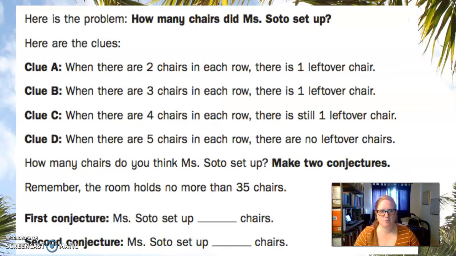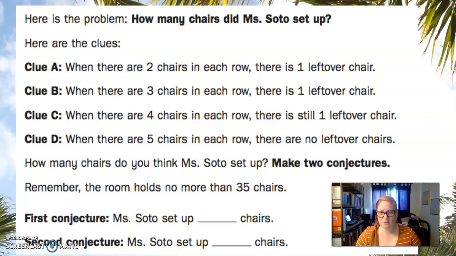So here was the original problem. How many chairs did Miss Soto set up? Here are the clues. Clue A, when there are 2 chairs in each row, there is 1 leftover chair. When there are 3 chairs in each row, there is 1 leftover chair. When there are 4 chairs in each row, there is still 1 leftover chair. When there are 5 chairs in each row, there are no leftover chairs. How many chairs do you think Miss Soto set up? Make 2 conjectures, which is guesses, which we went over yesterday. Remember, the room holds no more than 35 chairs.